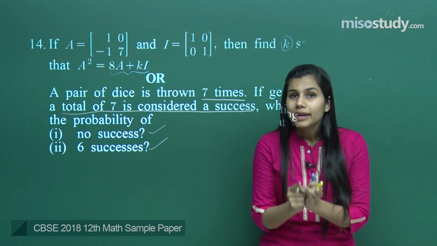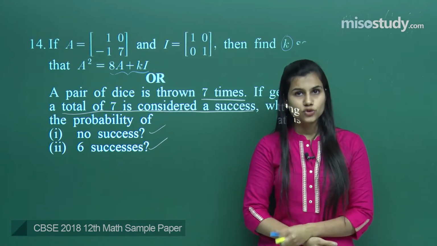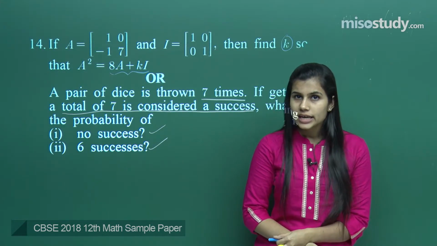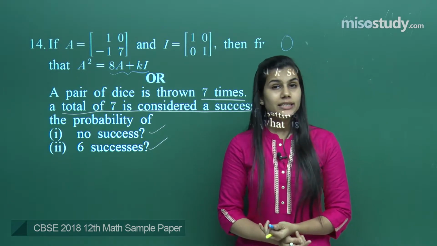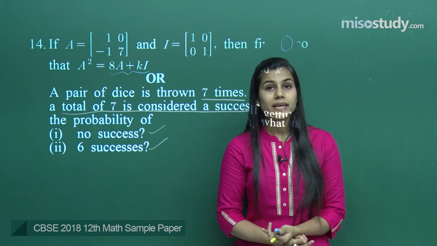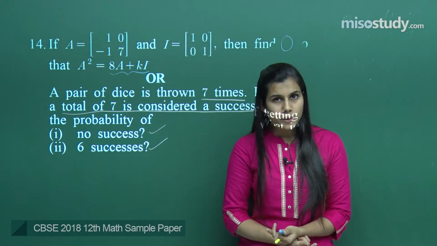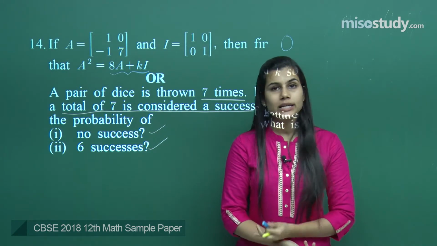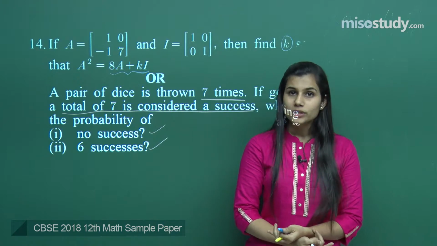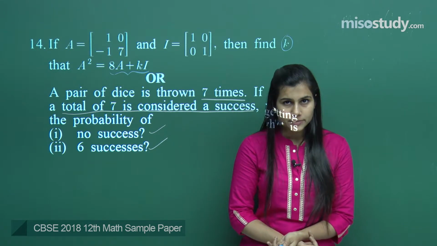And then when you are adding, if you are getting a total of 7, that is a success situation. I have to tell that if I am throwing a pair of dice 7 times, what are the chances that I am getting a total of 7 as the final outcome when I add the outcomes of the 2 dice? That is what I need to find.